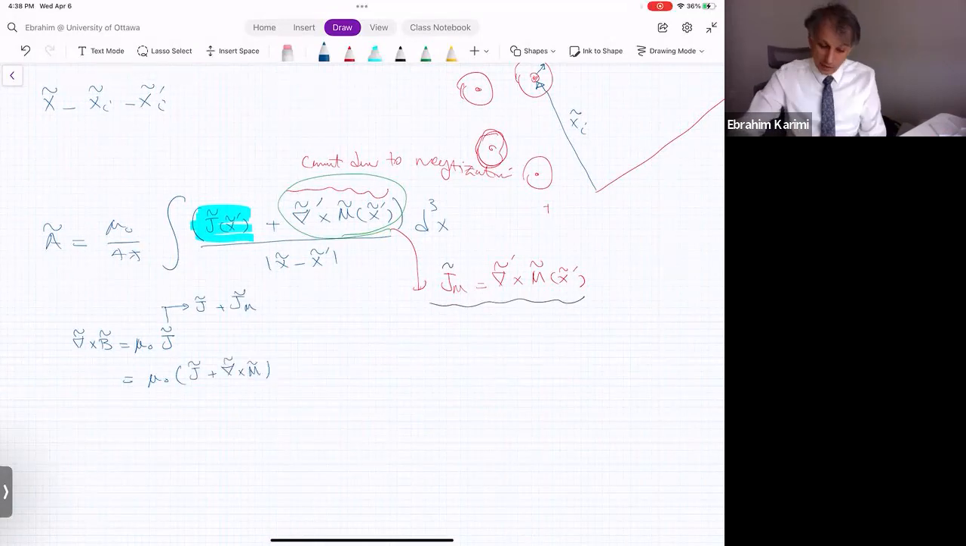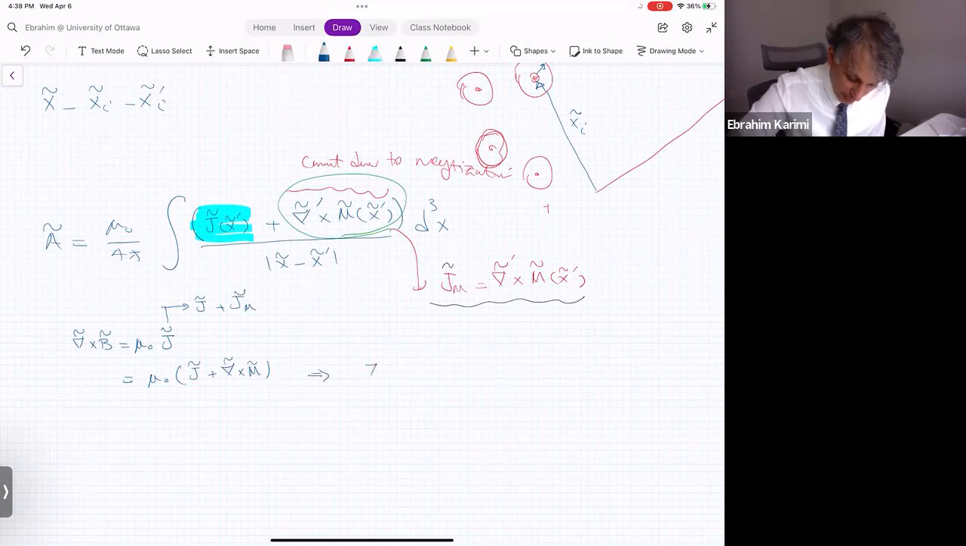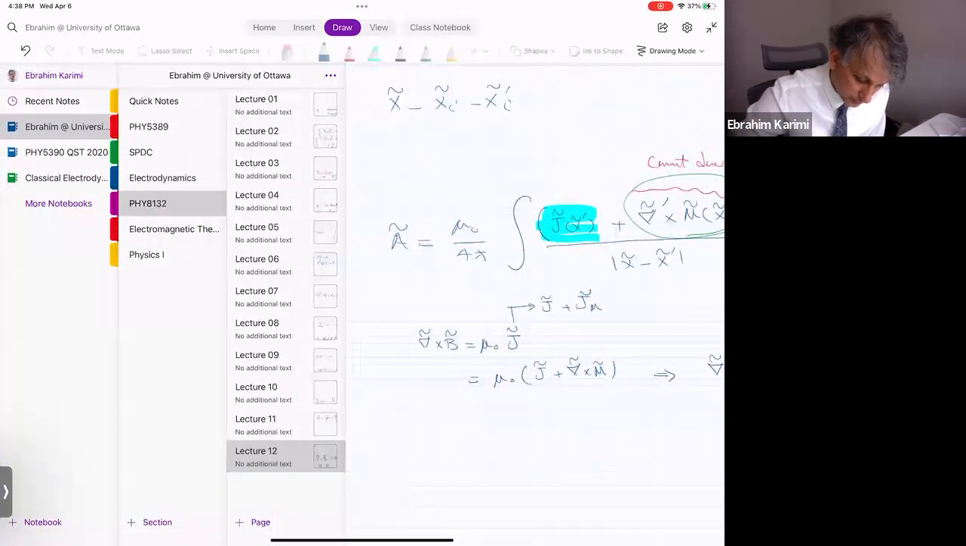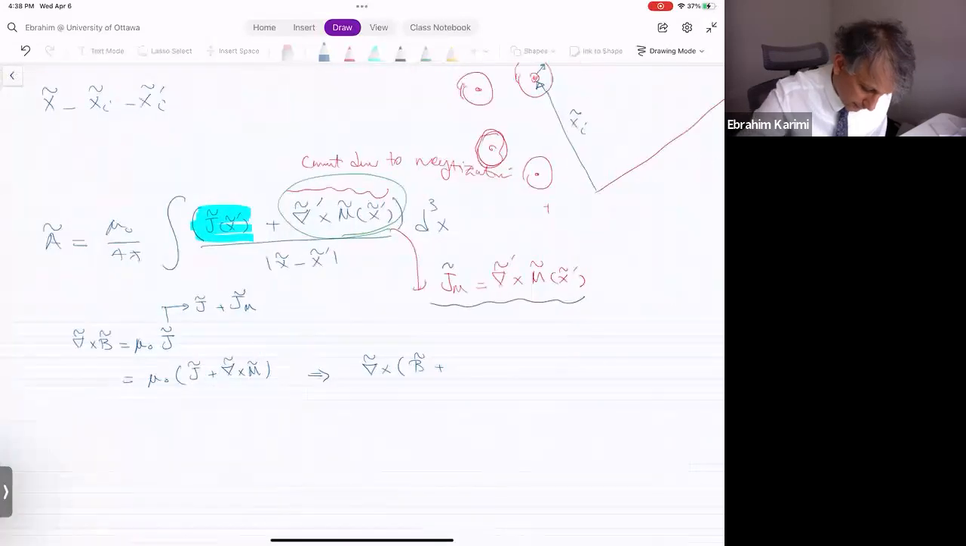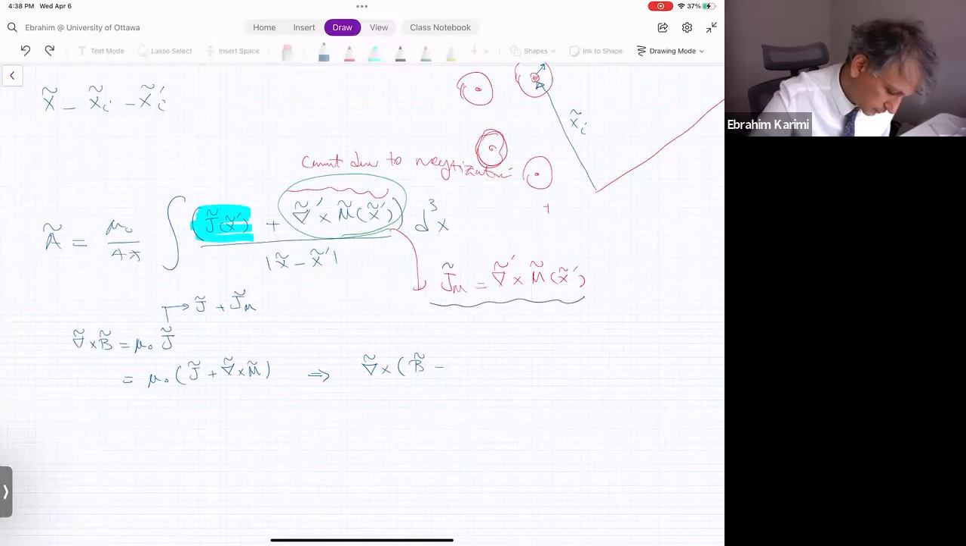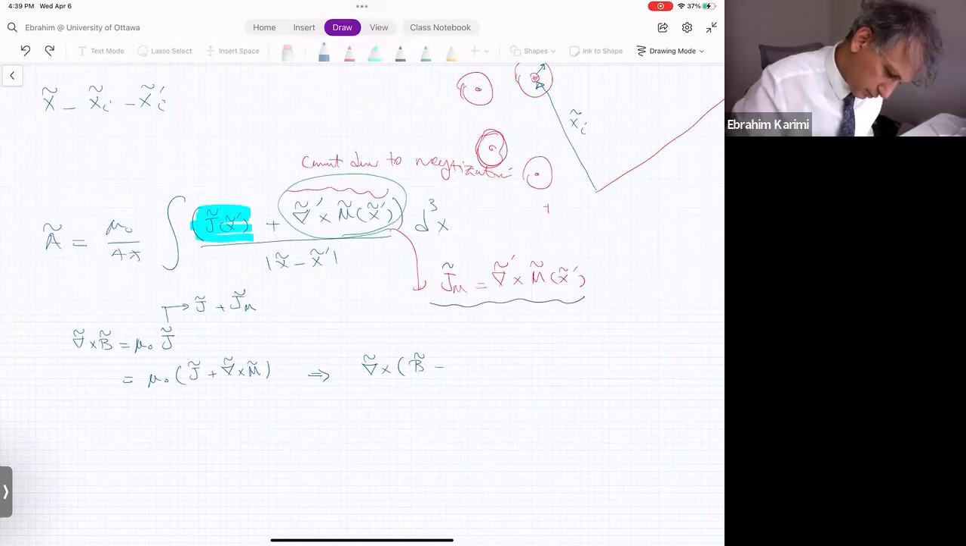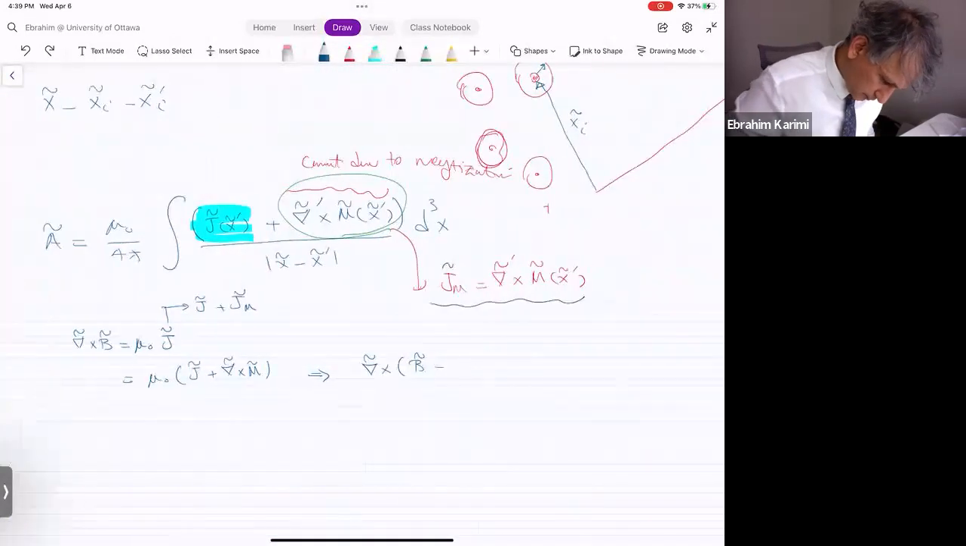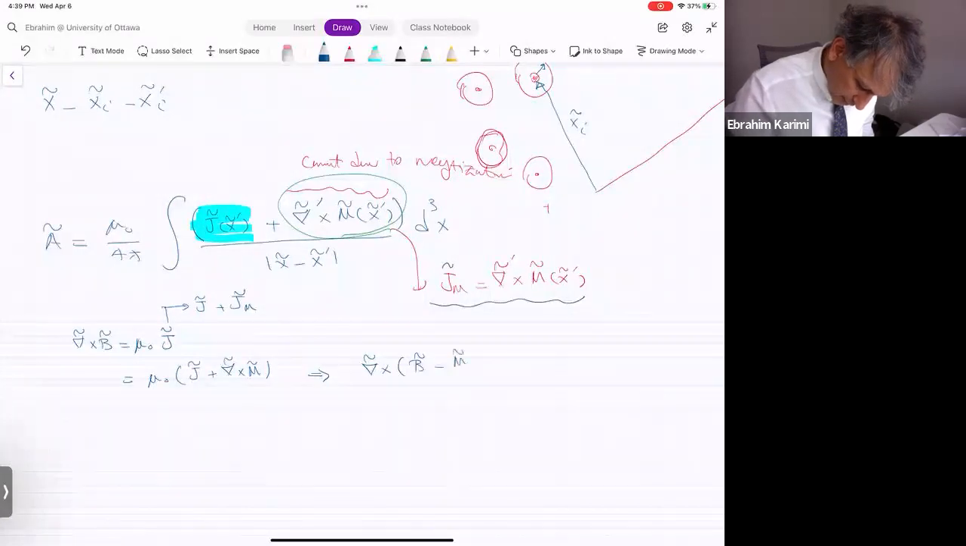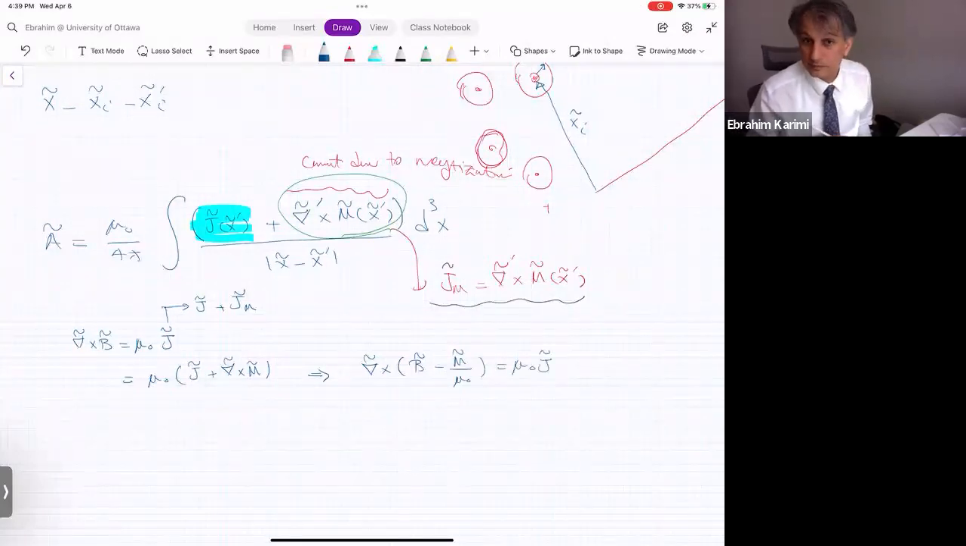All right, and then I can just simplify that. That will be curl of (B minus M) divided by mu 0 equal to mu 0 J. All right.